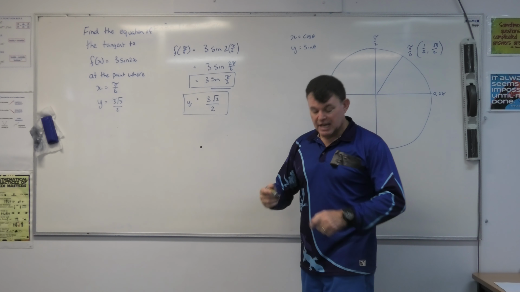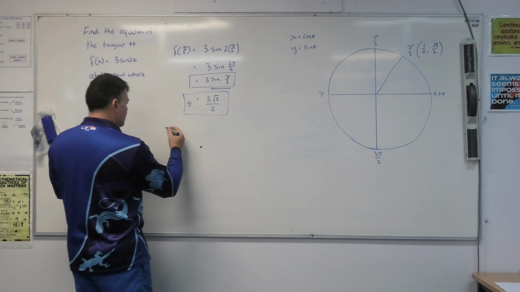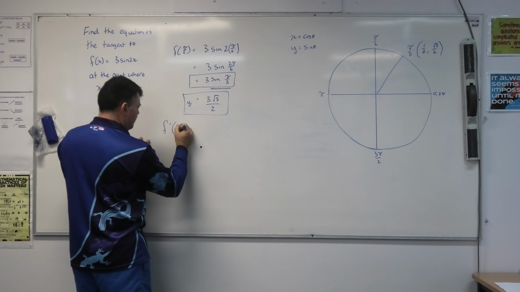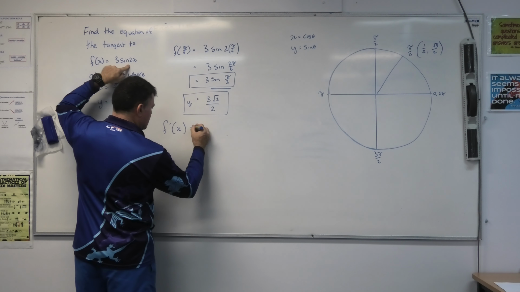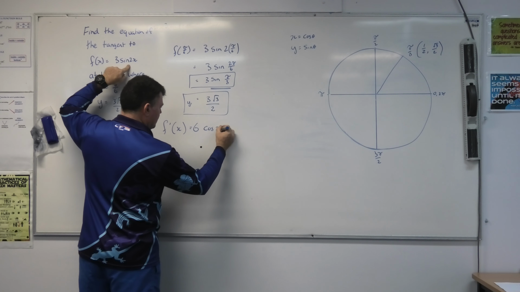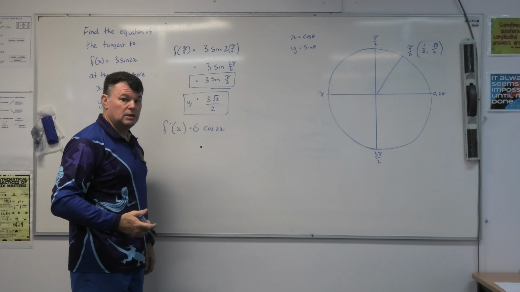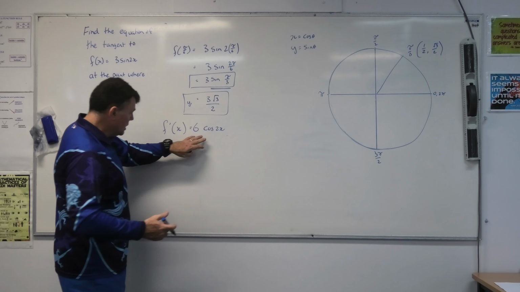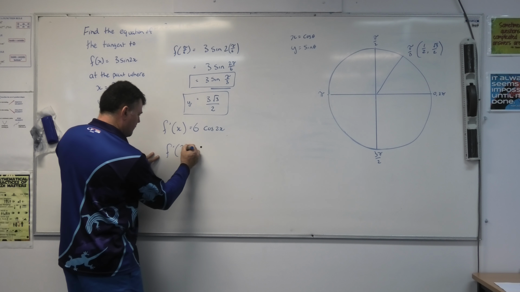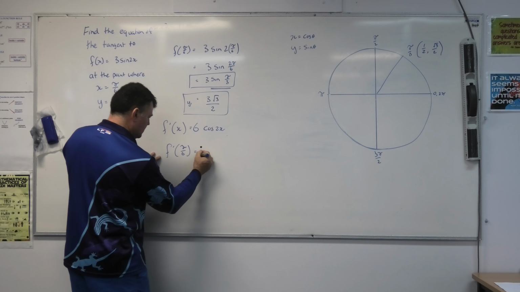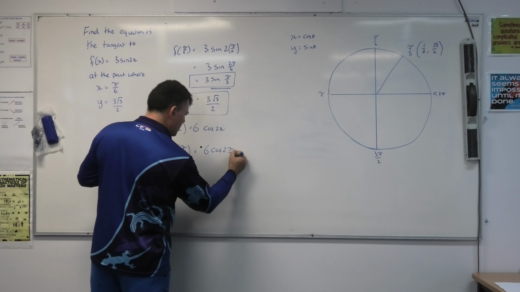Let's now find our second step, where we differentiate this function. If we differentiate this function, the derivative of 3 sine 2x becomes 6 cosine 2x, remembering our trigonometric differentiation. Now we've got our gradient function, we can do our substitution of pi on 6 into this. So we get 6 cosine 2 pi on 6.